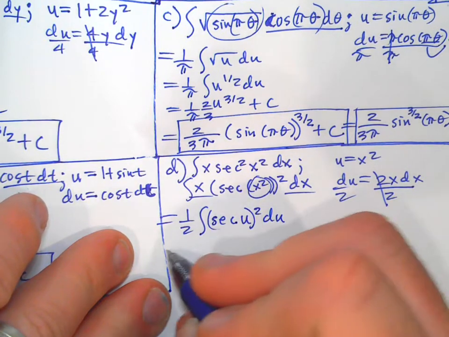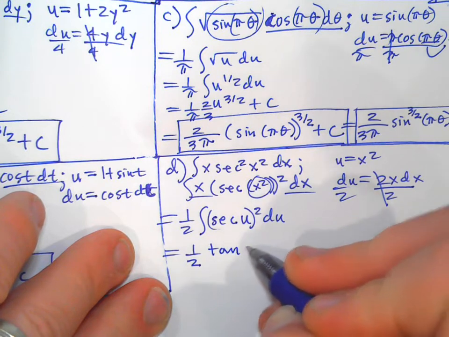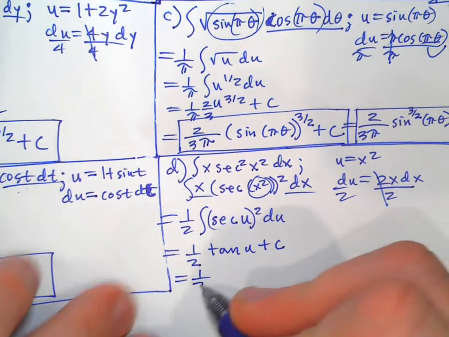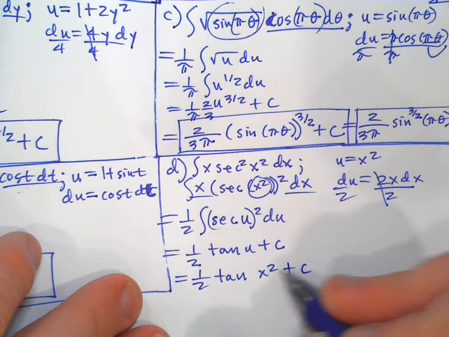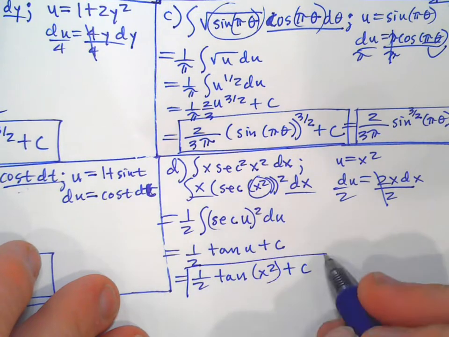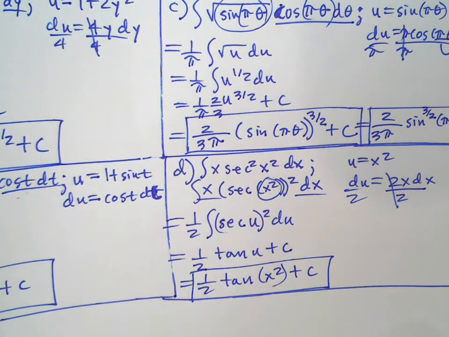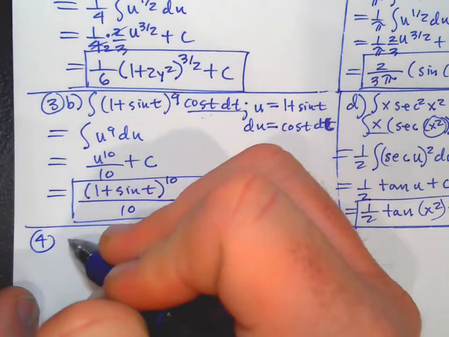Now secant squared is the derivative of tangent. And then your final answer should be written in terms of the original variable. So it should be tangent x squared plus c. You put parentheses around there if you want. There you go.